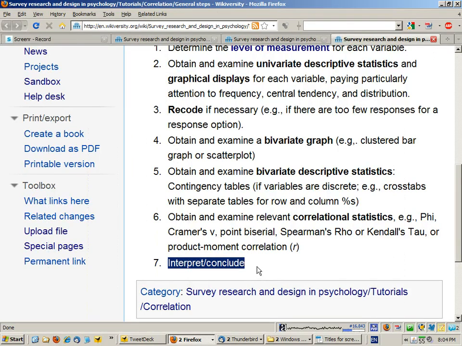Last but not least, in fact probably the most important, is to interpret and draw conclusions from your analysis of data, and to present that in easy to understand language that indicates how well you understand what the data mean.